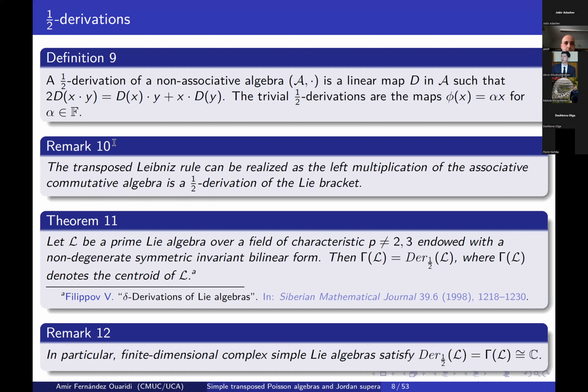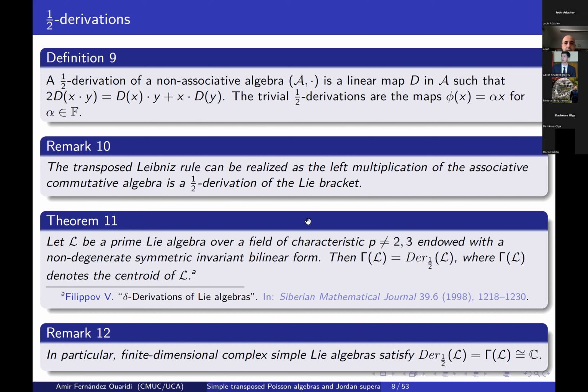Then we can see that the transposed Leibniz rule can be realized as the left multiplication of the associative commutative algebra being a 1/2 derivation of the Lie bracket. Okay. Also, 1/2 derivations are well studied, for example by Filippov in this paper here, delta derivations of Lie algebras. And one of the main results in this paper is the following.